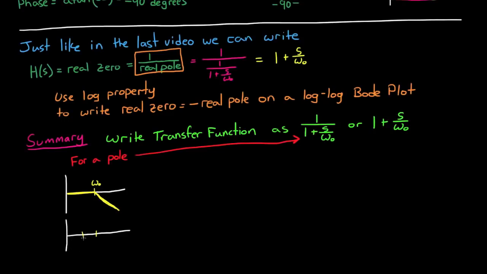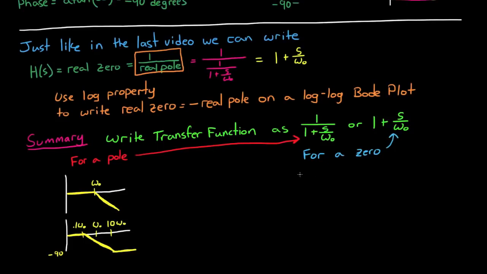For the phase plot, locate 10 times the break frequency and 1/10 of the break frequency. Draw a straight line at 0 degrees to 1/10 omega naught. Draw a straight line at minus 90 degrees phase, starting at 10 times omega naught and going to infinity, and then just connect the two lines.